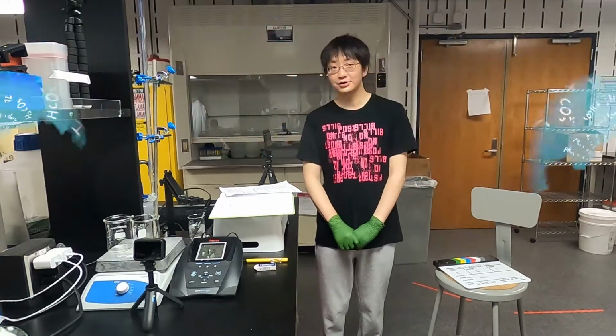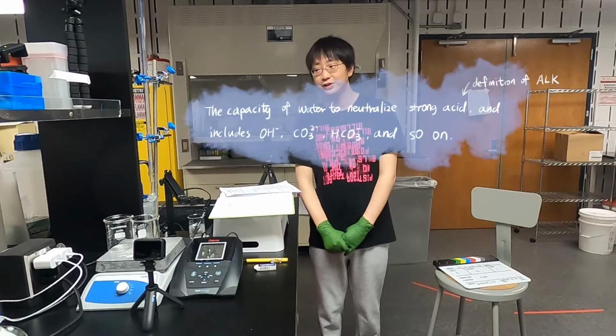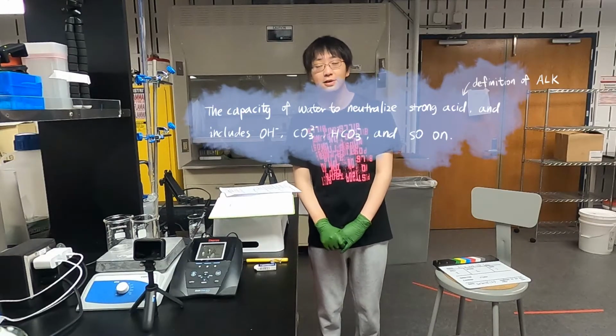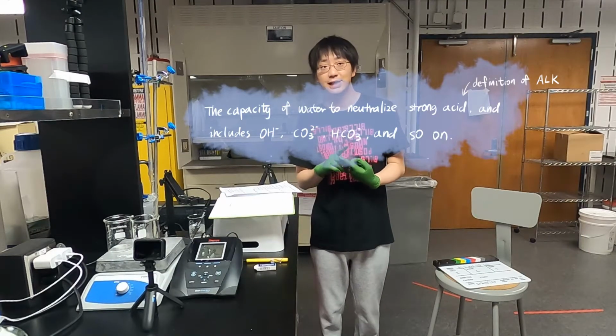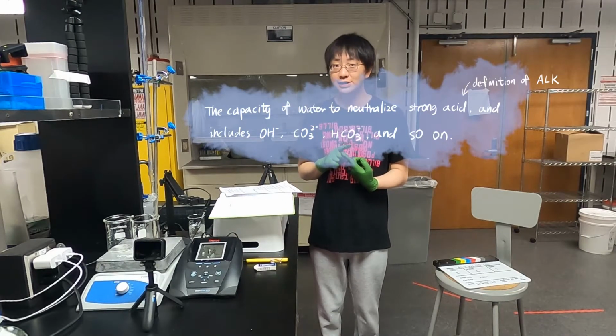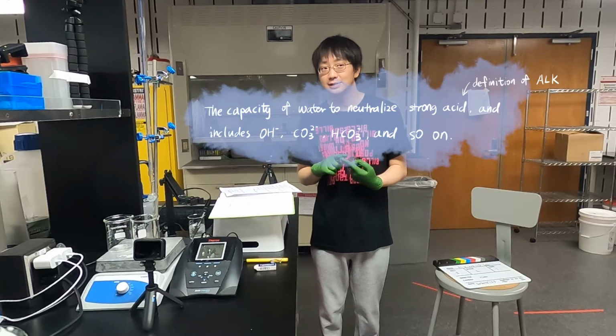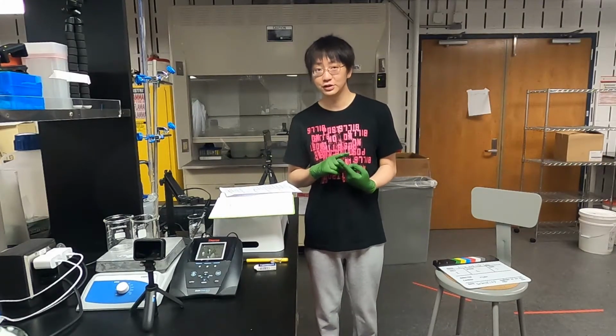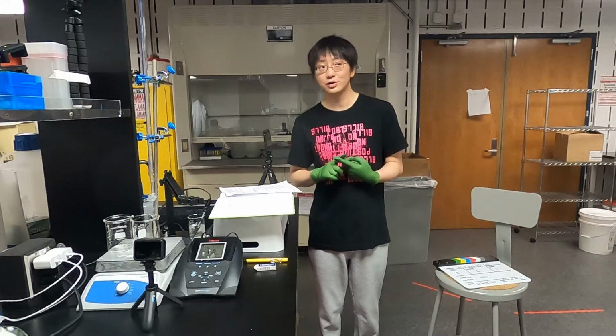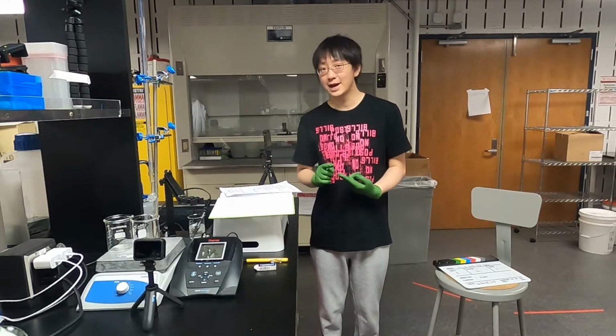Then let's talk about alkalinity. Alkalinity is defined as the capability of the water to neutralize strong acids and includes such things as hydroxides, carbonates, bicarbonates, and so on. In natural water, the major contribution to alkalinity is caused by hydroxide, carbonates, and bicarbonates.